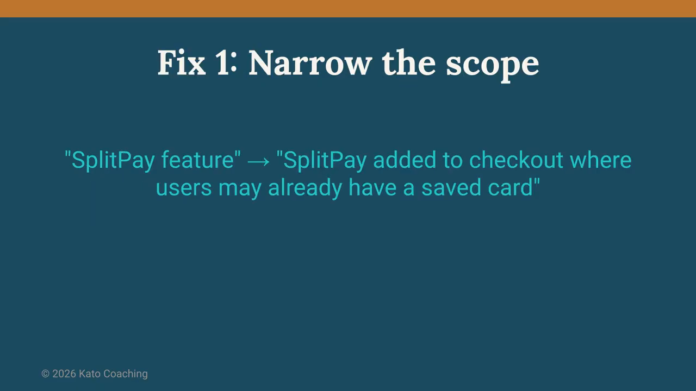Replace the feature name with a description of the change. SplitPay isn't just a feature, it's a new payment option sitting next to an existing one, for users who may have a card already saved. That one reframing tells AI something it didn't know. There's a transition between payment methods to think about.